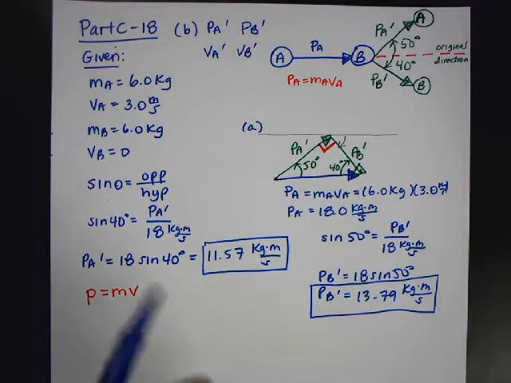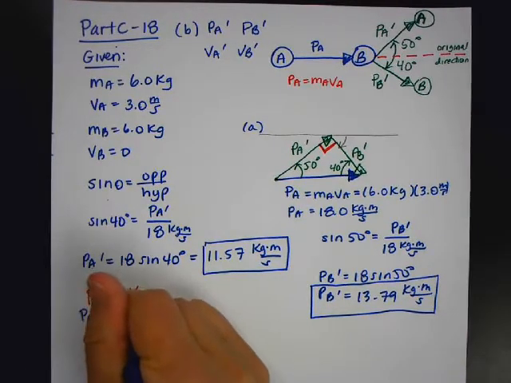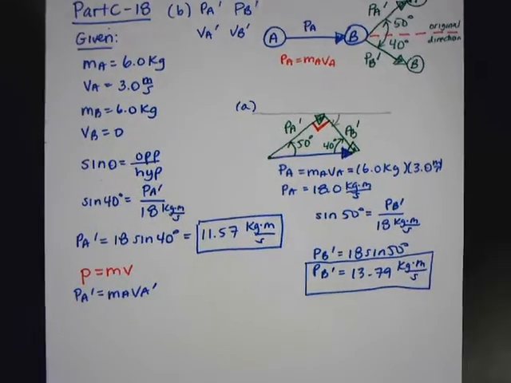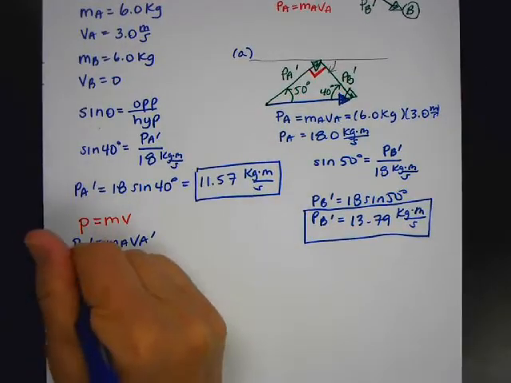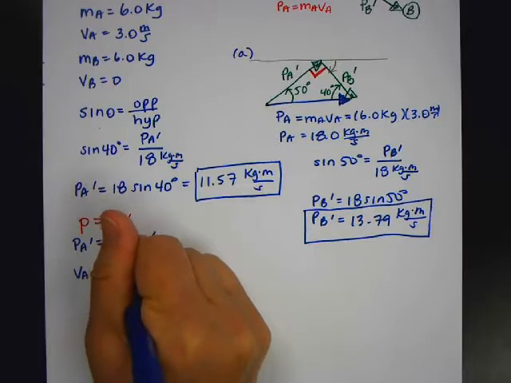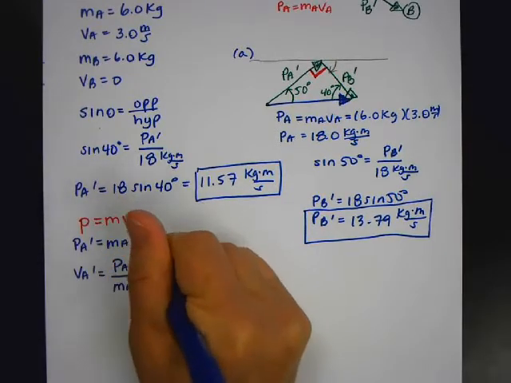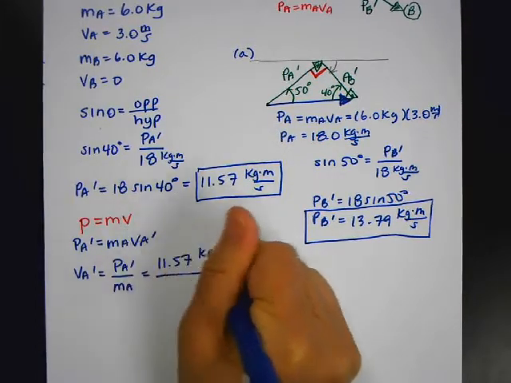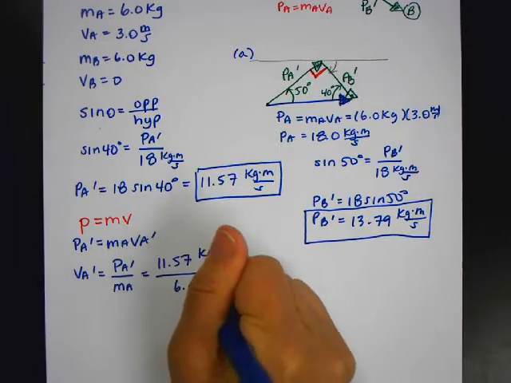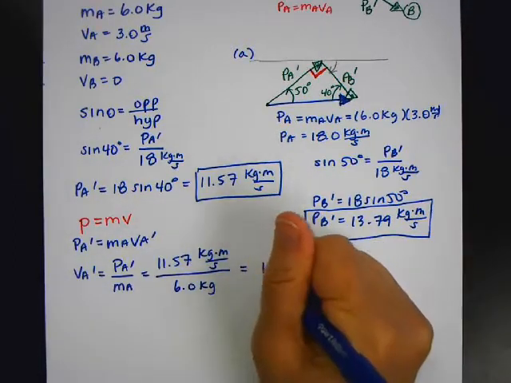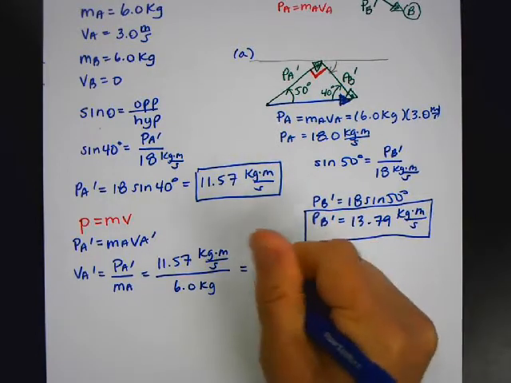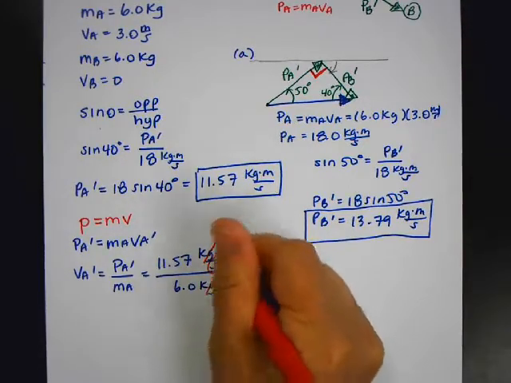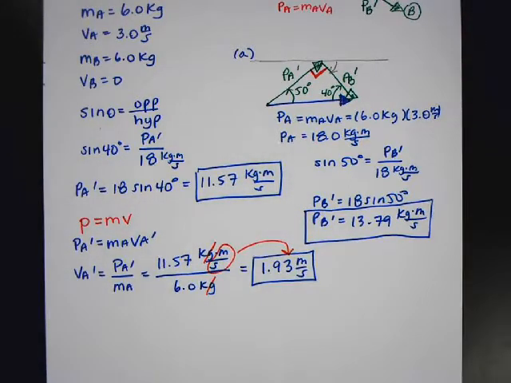So I'm going to say that PA prime is equal to ma times VA prime. So I'll rearrange the equation to solve for the unknown in terms of the known. So VA prime is equal to PA prime over ma. So it's equal to 11.57 kilogram meters per second divided by 6 kilograms. So VA prime comes out to be 1.93 meters per second. And don't forget about my units, because this kilogram is going to cancel with that, and I end up with meters per second, which is my correct unit for velocity.